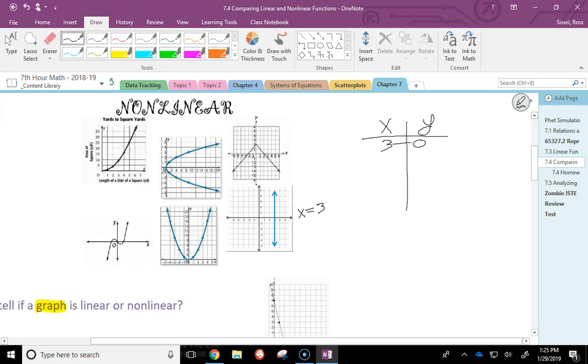Yes, ma'am. Thank you. When x is 3, y can be 0. When x is 3, y can be 2. When x is 3, y can be 7. When x is 3, y can be negative 15. With a vertical line, my input has multiple outputs, which means it is not a function.